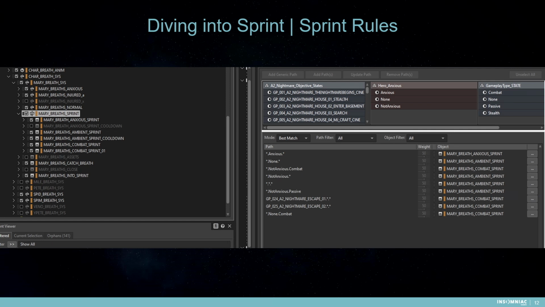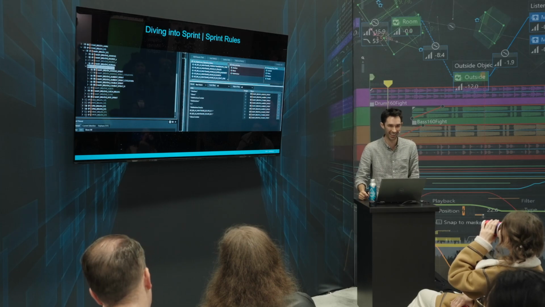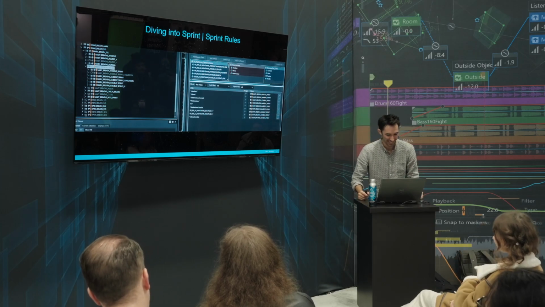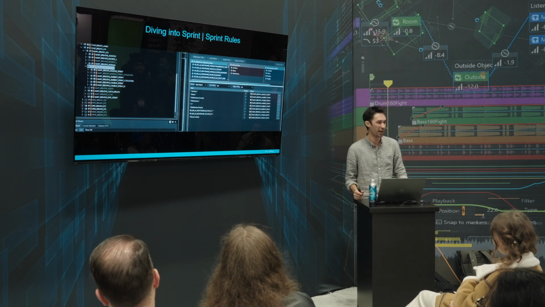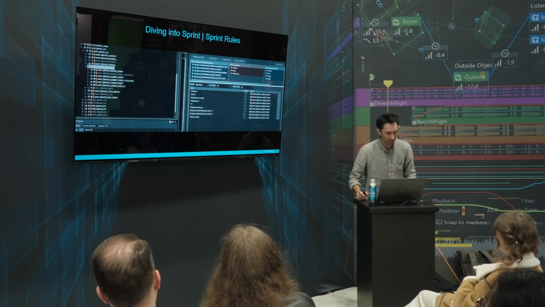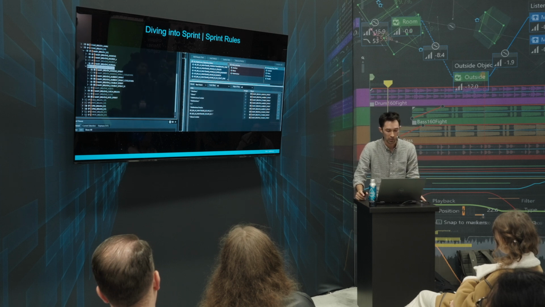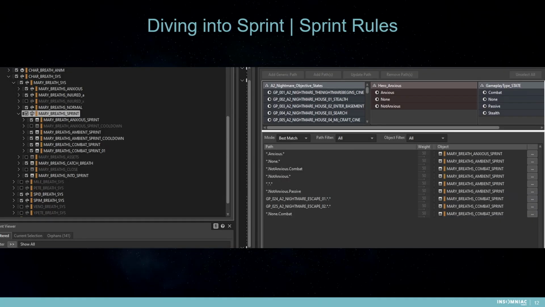So we are additionally attaching the gameplay type state to the sprint switch container. We're also applying our anxious state to the sprinting so that she can sprint anxiously. And she can also sprint stealthily, and she can sprint in combat, and she has all these different permutations. So for example, if anything is happening and she's in sprint mode and she's anxious, play Mary Brett's anxious sprint. If she's not anxious, then we're going to play Mary Brett's ambient sprint. And if she's in combat, we're going to play combat sprint.